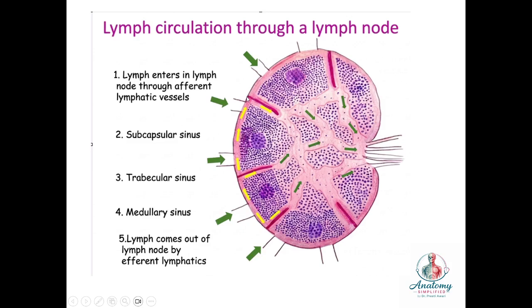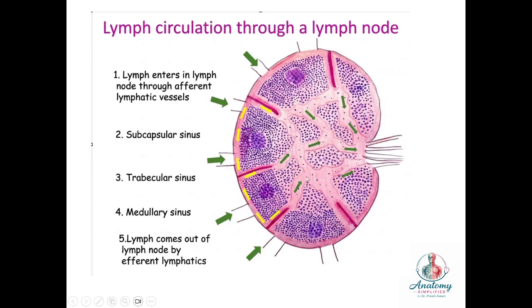Then you can make out the capsule is giving inside some septa. These are called trabeculae. On both sides of a trabecula, you can make out again a space. This is called the trabecular sinus. So from the subcapsular sinus, the lymph enters into the trabecular sinus. Then the trabecular sinus will continue as the medullary sinus in the medulla.